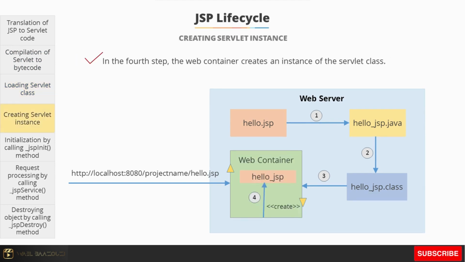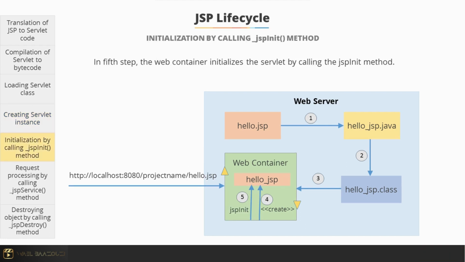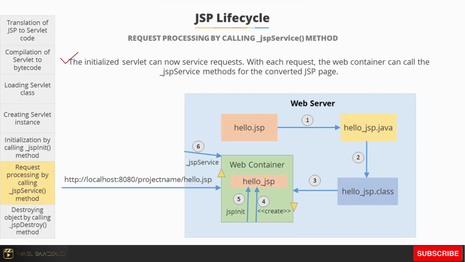In the fourth step, the web container creates an instance of the servlet class. So here the web container will fire the constructor to generate an instance of the servlet class that was generated from the initial JSP. In the fifth step, the web container initializes the servlet by calling the JSP init method. So that is step number 5. The initialized servlet can now service requests, where for each request the web container can call the JSP service methods for the converted JSP page. And here you see that is step number 6.